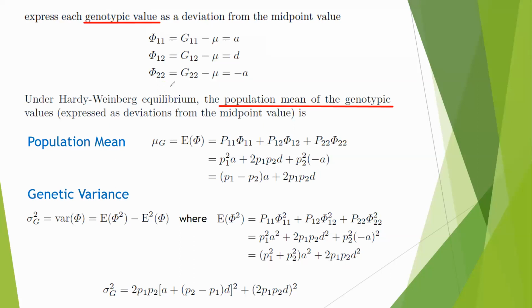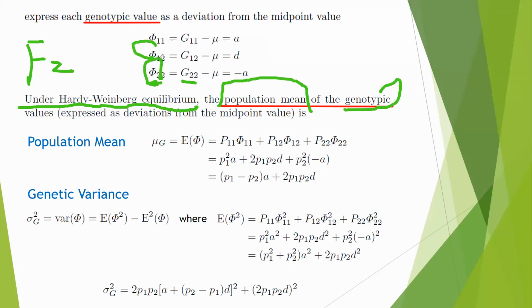Okay, so this is important. I hope you understand the difference between the phenotypic value and the genotypic value. The genotypic value is actually a normalized phenotypic value. All right, so suppose this is an F2 population, and suppose this locus is following the Hardy-Weinberg equilibrium. There's no other external evolutionary force. The population mean here, we're talking about the population mean of genotypic value. So we're talking about this now, the phi value here.